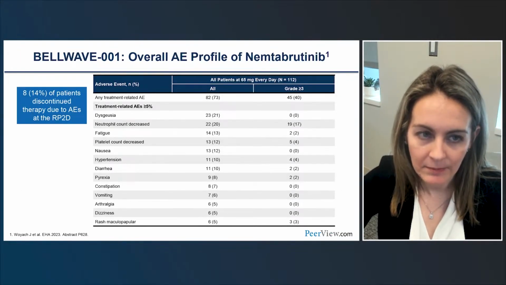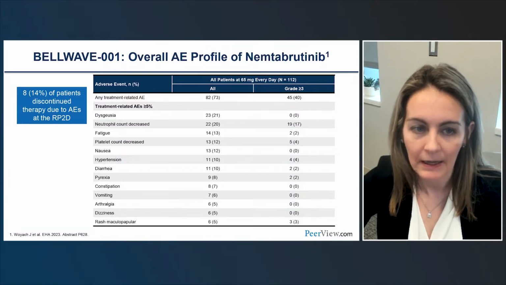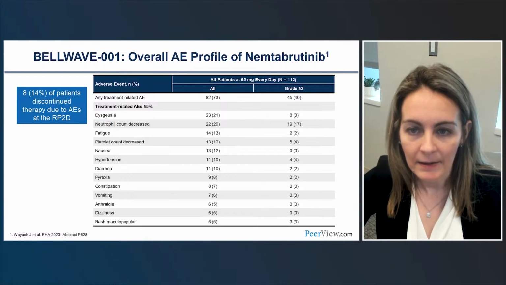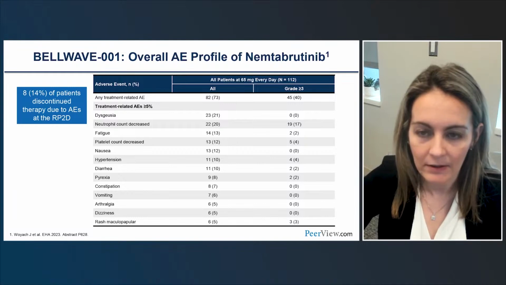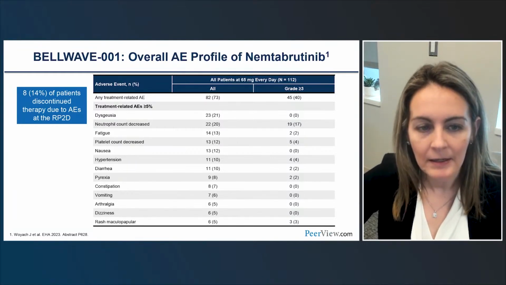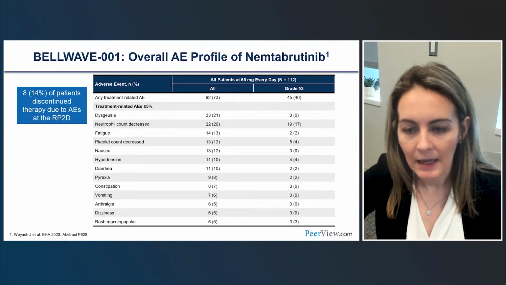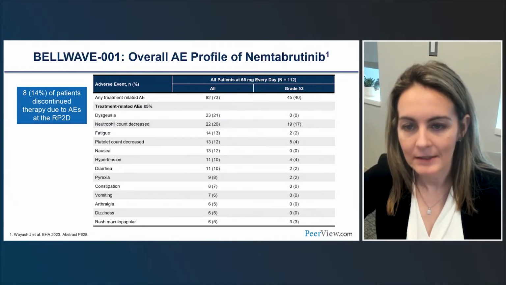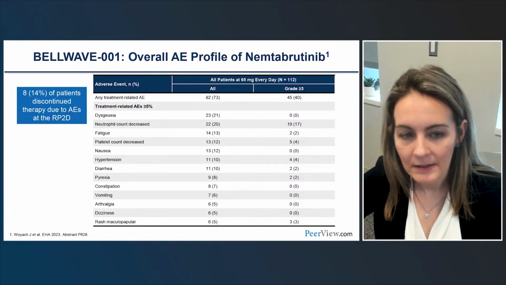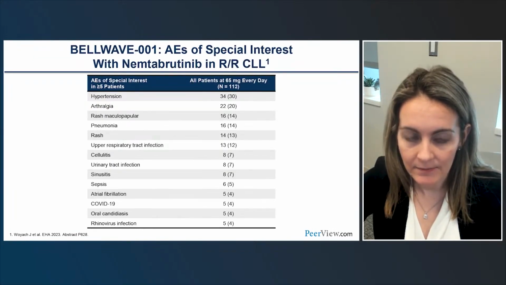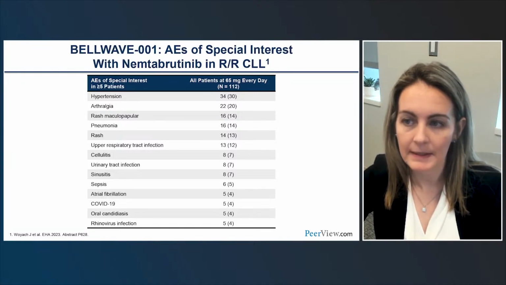Turning to nemtabrutinib, and this is data from the Bellwave study, now looking at the safety data. So you'll see data for 112 patients treated here, and you'll see any grade AEs as well as grade 3 or higher on the far column. And when we look here, again, we'll see neutrophil count decreased as the most common grade 3 or higher adverse event. Here are AEs of special interest, again, because of the experience with covalent BTK inhibitors.